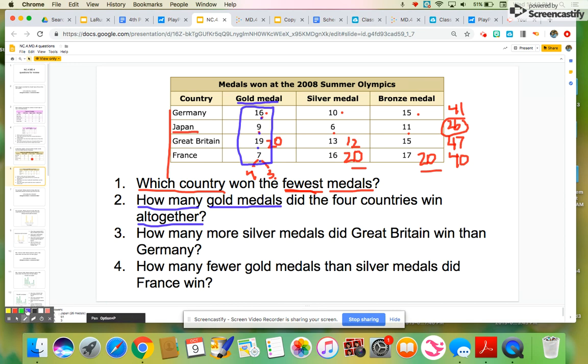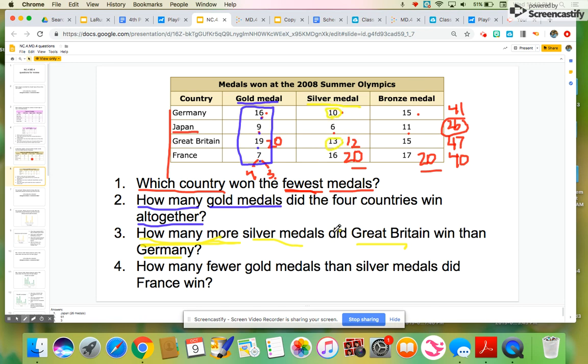All right, question number 3. How many more? All right, comparison question again. I know I'm comparing 2 different things. How many more silver medals? So I'm looking here at my silver medals. How many more silver medals did Great Britain win than Germany? So Great Britain had 13 and Germany had 10.